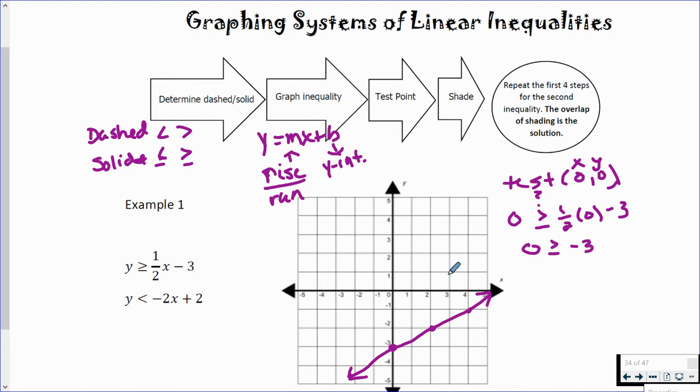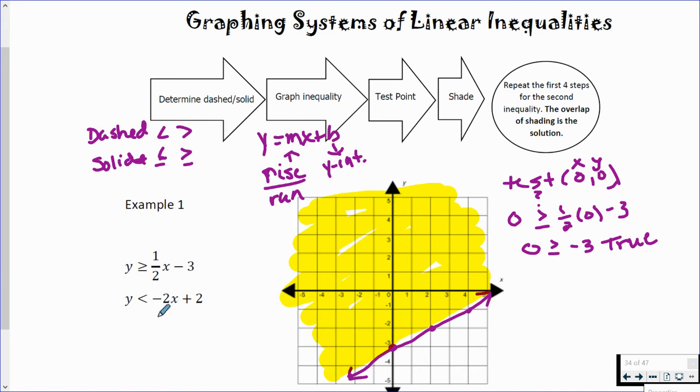And since the answer is yes, you shade in that side with the 0, 0. So all of this over here is a solution to this inequality, because that gave you a true answer here. Okay, so because that was true, you shade in that side. All right, and then we're going to do our second inequality.